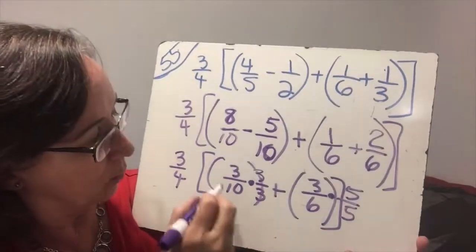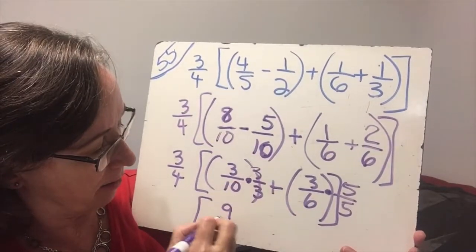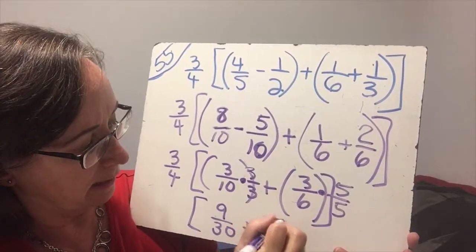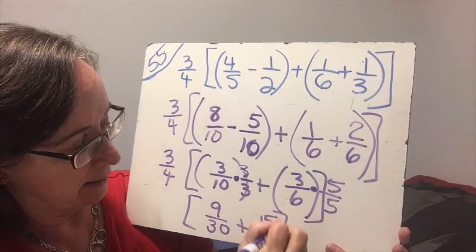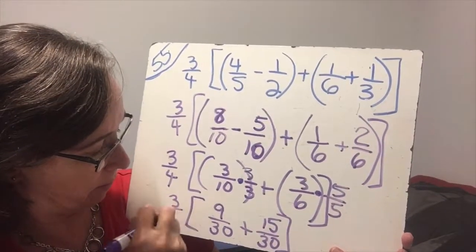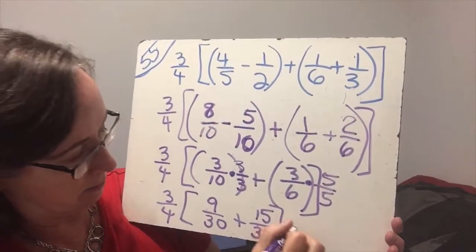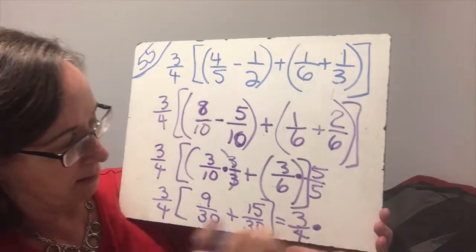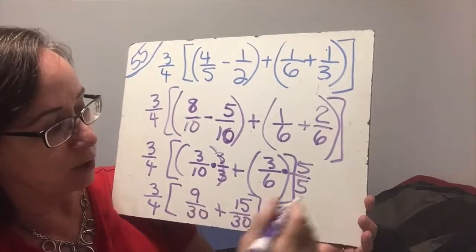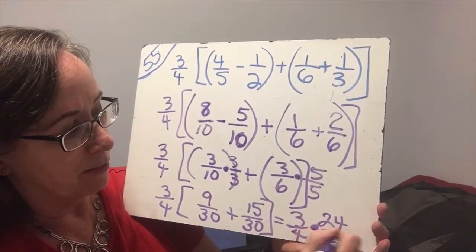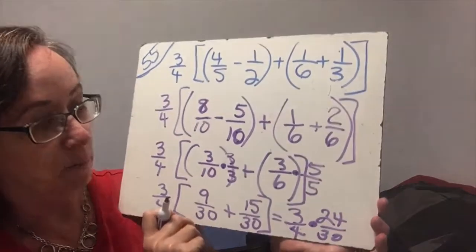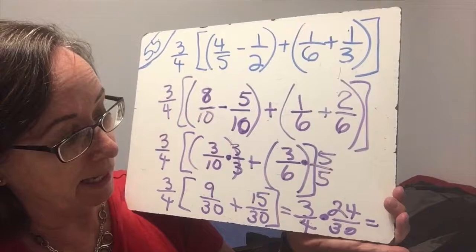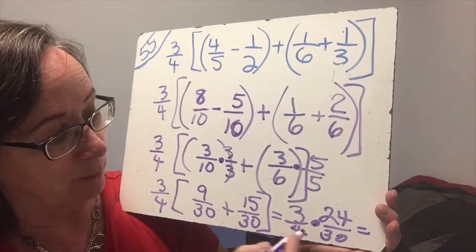So now we're going to have 9/30 plus 15/30, and we have to remember our 3/4. So now we're going to have 3/4 times, and then when we add this together, we're going to get 24/30. Okay, well, nicely, 24/30 will simplify, but we're going to go ahead and just cancel, and that'll be fine.